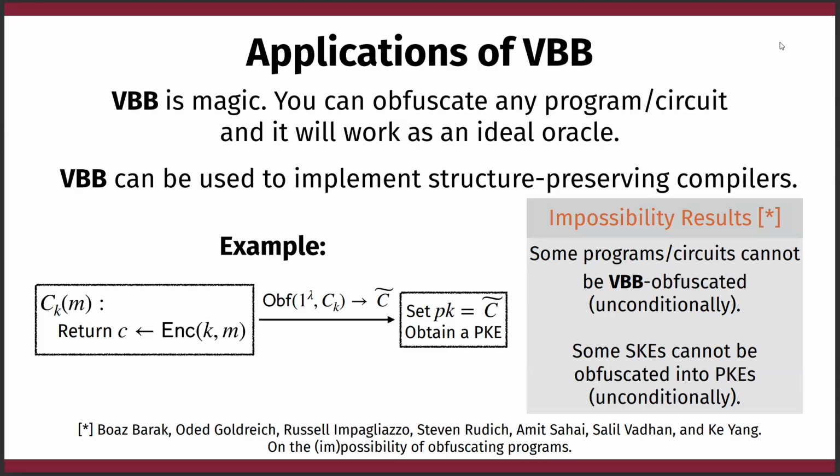Unfortunately, there are impossibility results for VBB. We know that there are circuits that you cannot obfuscate unconditionally. And the existence of these circuits implies that there are applications that you cannot do no matter what kind of definition of obfuscation you use. One of them is precisely this compilation. You cannot go from symmetric key encryption to public key encryption, no matter what kind of obfuscation you use. But I want to stress that the impossibility result applies to this kind of construction. You cannot do the conversion if you simply obfuscate the encryption algorithm as it is defined here. Maybe theoretically speaking there could be another way, but we don't know.